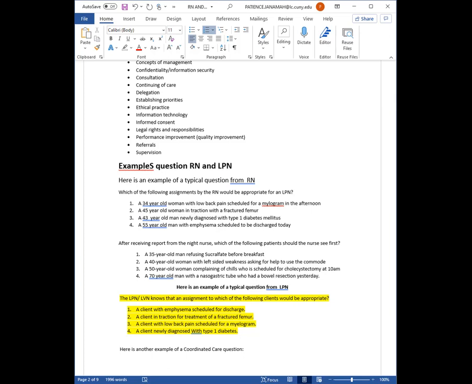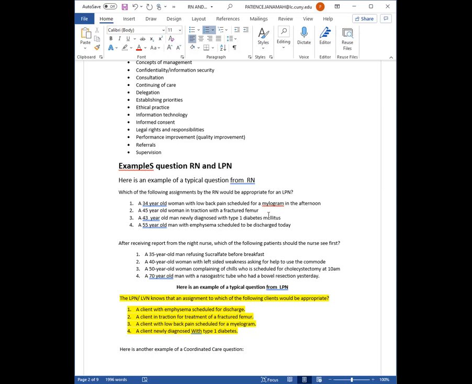The LPN job description will include wound dressing if the need arises. But the patient is in traction with a fractured femur. So the LPN can assess pulses. The LPN knows where to check the patient's pulse. The LPN knows when the skin color starts changing. So those are stable things you delegate.